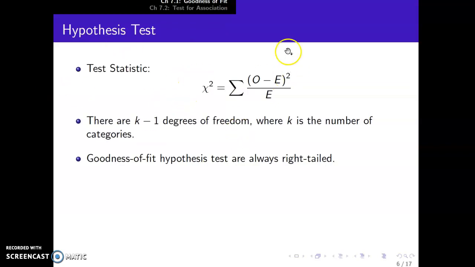The test statistic, I'm going to calculate this for our one example in a moment. But chi-squared is the difference between observed and expected counts squared, because we only want positive values, divided by the expected counts. So the idea is how far off the observed are from the expected counts relative to what we expect to happen. And then this big sigma notation, this big S notation, is to add up all those values. There are k-1 degrees of freedom, where k is the number of categories, and goodness-of-fit hypothesis tests are always right-tailed.